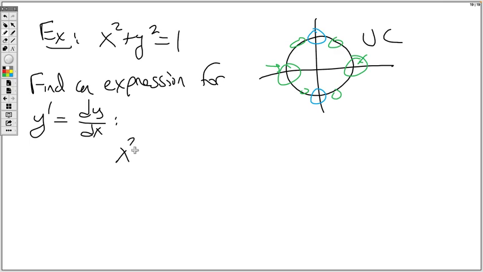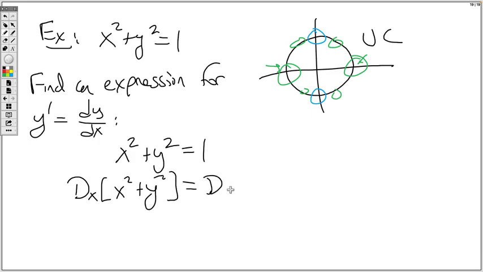All right, so the way we do this is start off with your equation. You take the derivative of both sides with respect to x. On the left-hand side, you've got x squared plus y squared. So the first rule you can apply is the what? Sum rule.